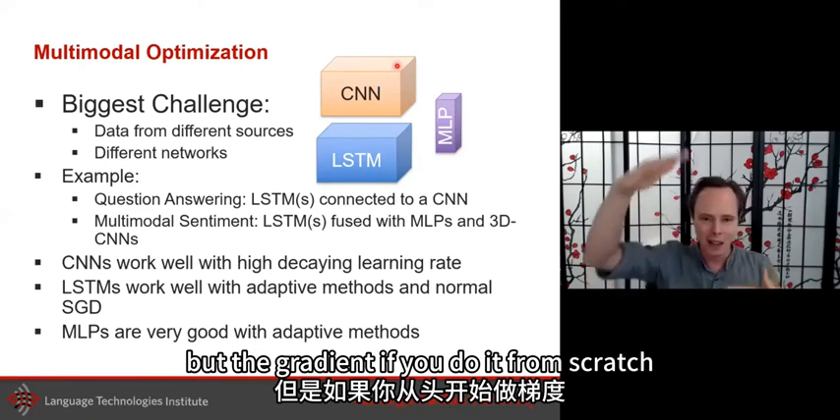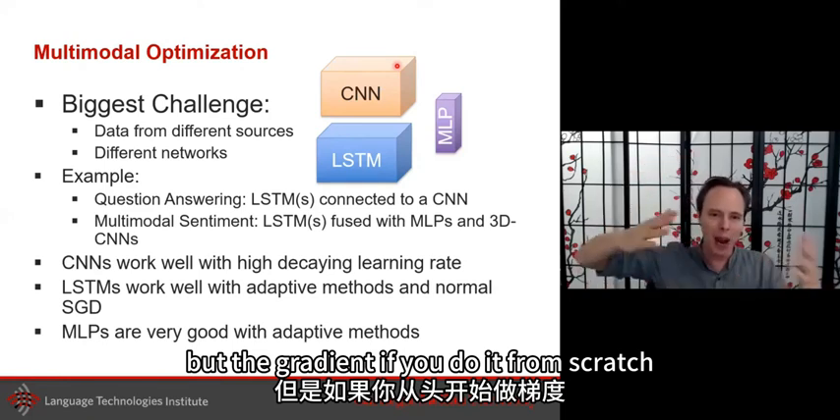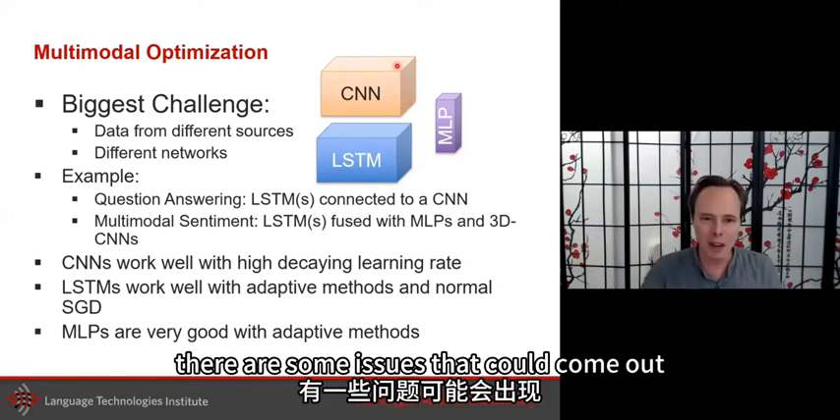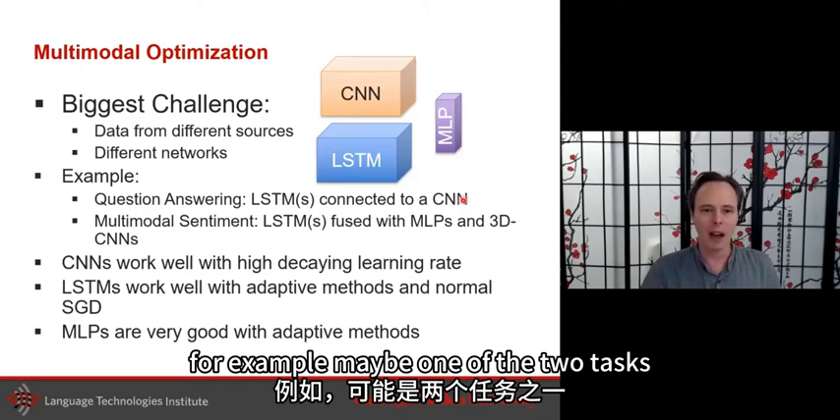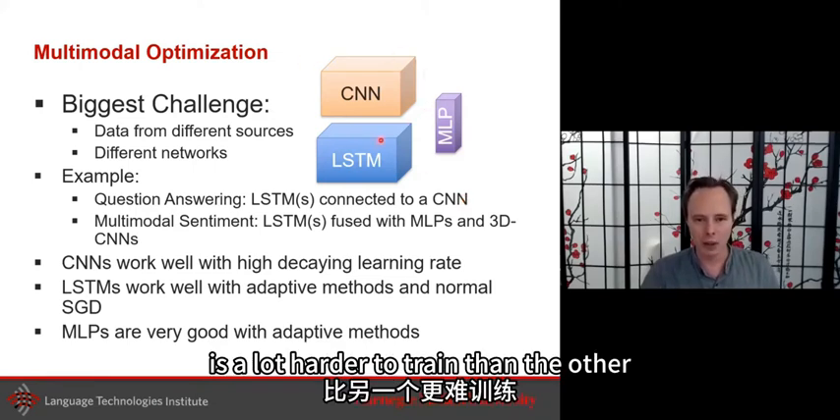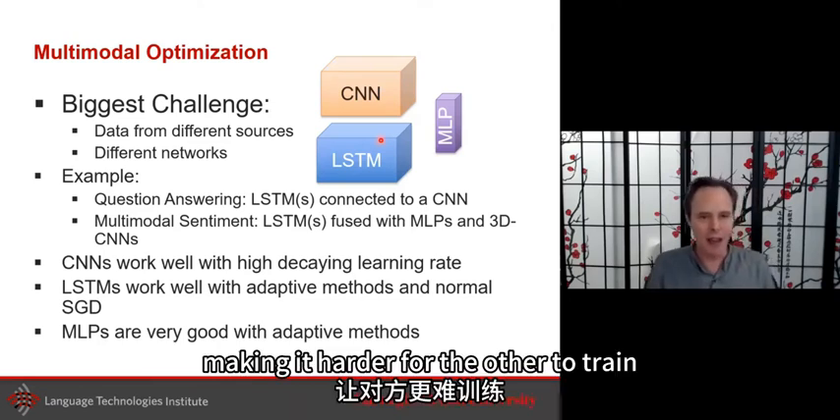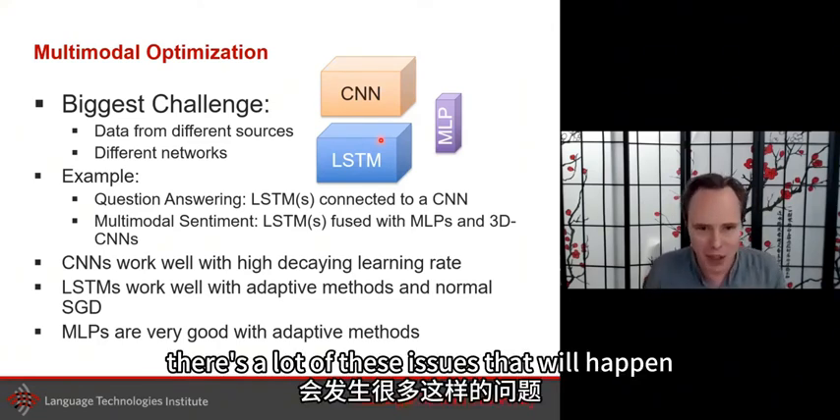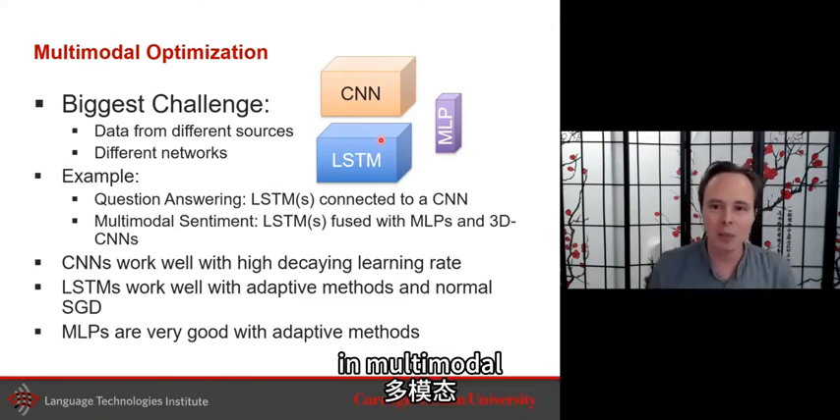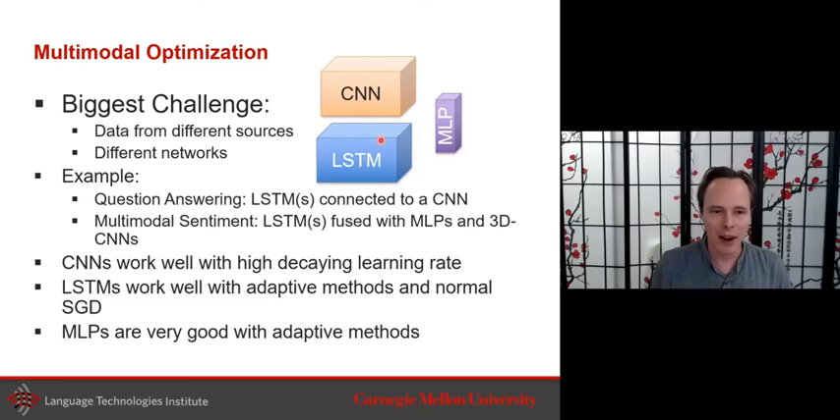But the gradient, if you do it from scratch, there are some issues that could come out. For example, maybe one of the two tasks is a lot harder to train than the other, and maybe most of the gradient goes that way, making it harder for the other to train. There are a lot of these issues that will happen in multimodal.